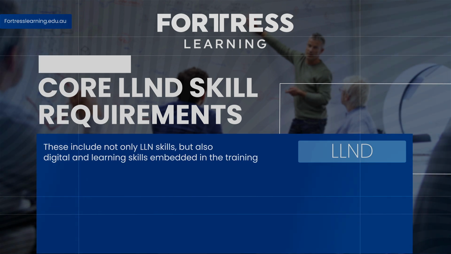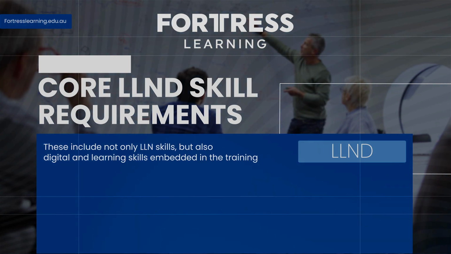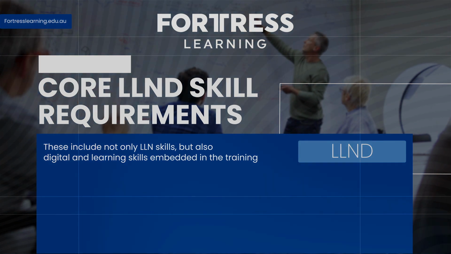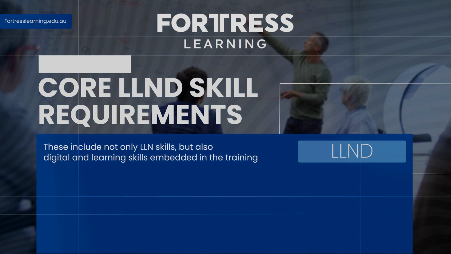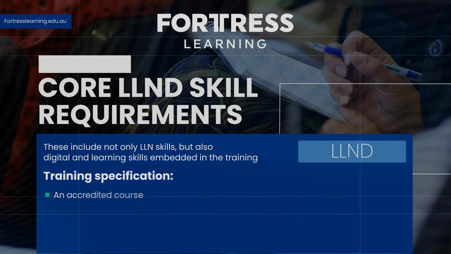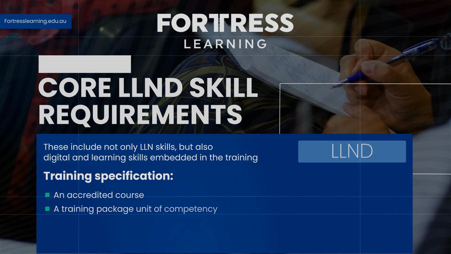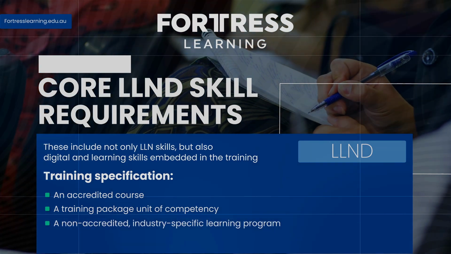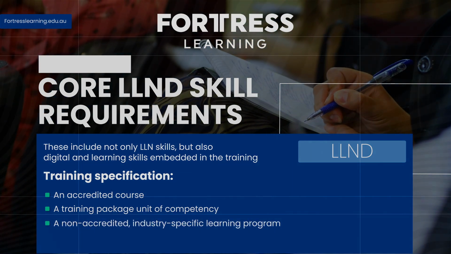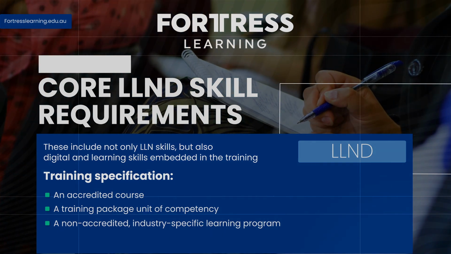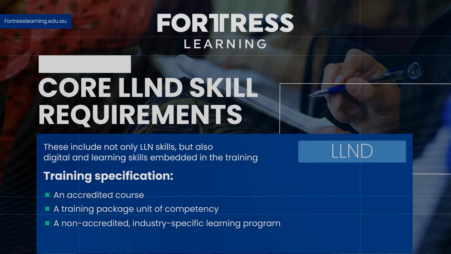These include not only language, literacy, and numeracy, or LLN skills, but also digital literacy and learning skills that are embedded within the training specification. A training specification can be an accredited course, a training package unit of competency, or a non-accredited industry-specific learning program. Each specification outlines the vocational skills to be achieved and assessed, and those skills always include underpinning foundation skill requirements.